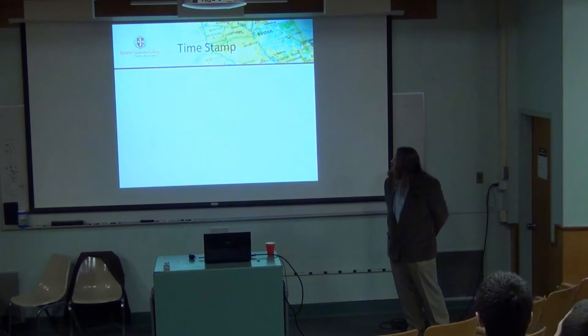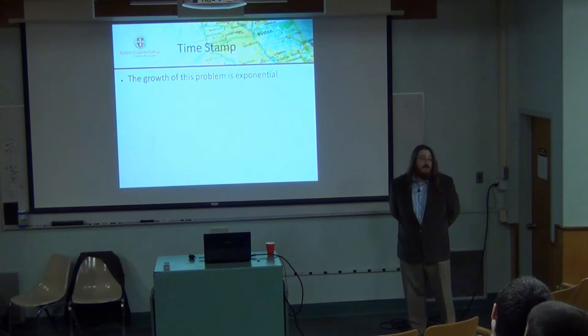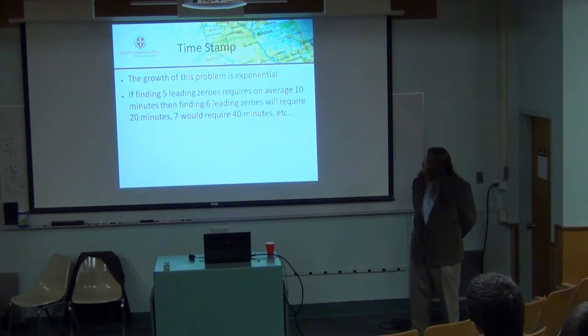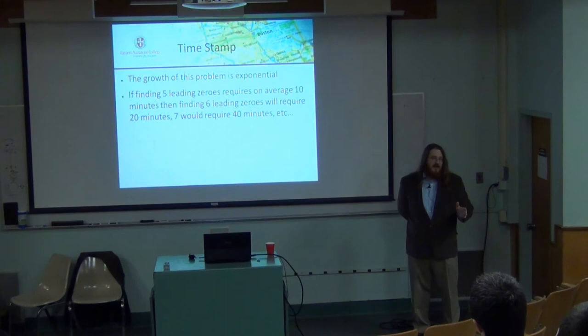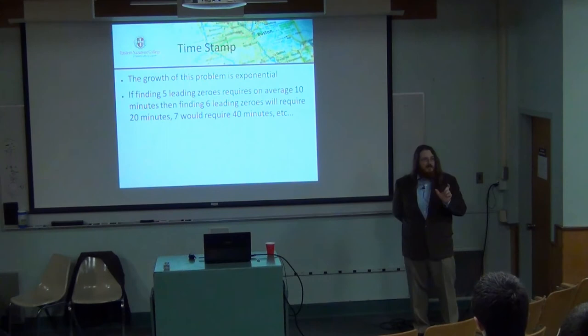The growth of this problem is exponential. And this is what prevents people from faking the ledger. Why? So if you want to find five leading zeros, let's say that on average this takes 10 minutes. By the way, in the Bitcoin algorithm, the number of leading zeros changes as hardware improves. So the goal is for it always to take, on average, 10 minutes to find this special value for the hash. So basically, if it starts taking less time, they then up it a little bit, because the goal is for it to take 10 minutes on average. They want it to take a significant amount of time.